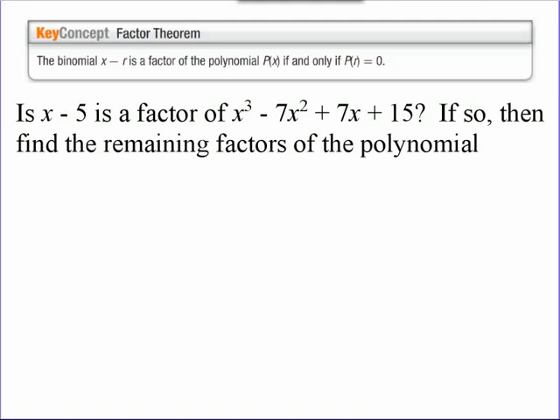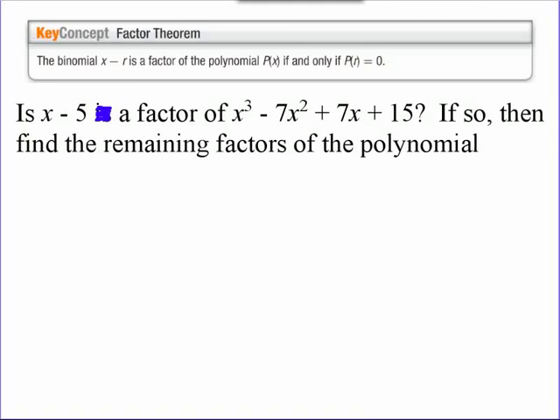Okay. So what that means is, it says, is x minus 5 a factor of... I have an extra word in there, so just imagine it's not there. I actually changed the wording so I could get it down to 2 lines. So is x minus 5 a factor of x cubed minus 7x squared plus 7x plus 15? So to determine if it's a factor, I'm going to do synthetic division. And if it's a factor, the remainder will be 0.